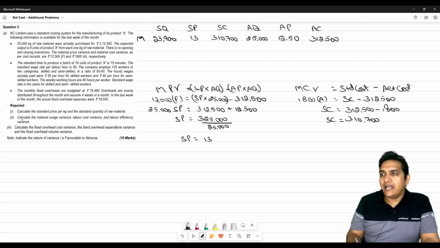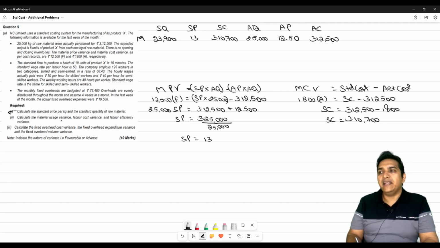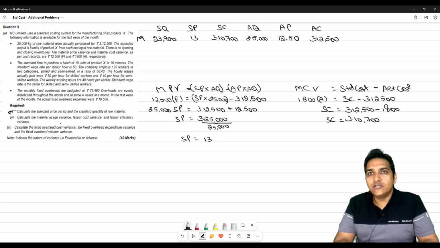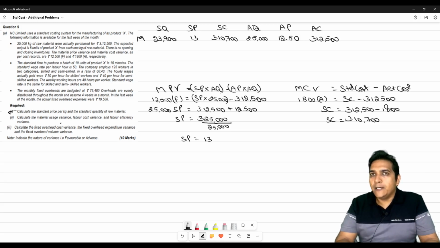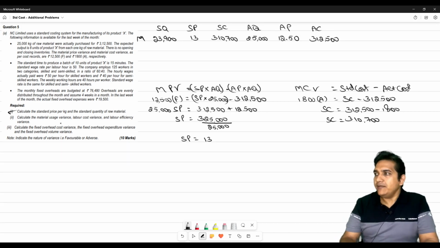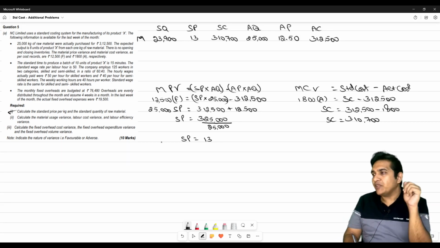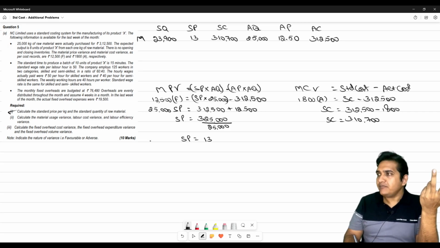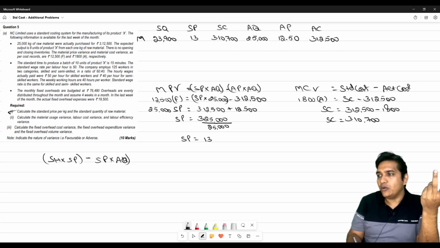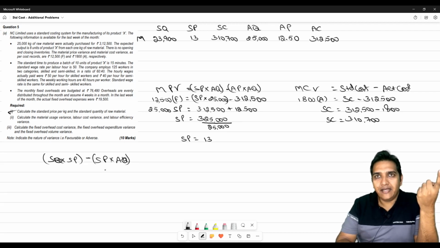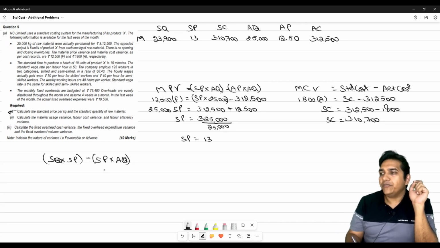So this first requirement is done. In the second requirement, it asks us to calculate material usage variance. Material usage variance is simple to do actually. There are two methods. One is your traditional method. You can take the formula of standard quantity into standard price minus standard price into actual quantity. You can either use this formula and calculate your usage variance, or you can take your material cost variance minus material price variance.